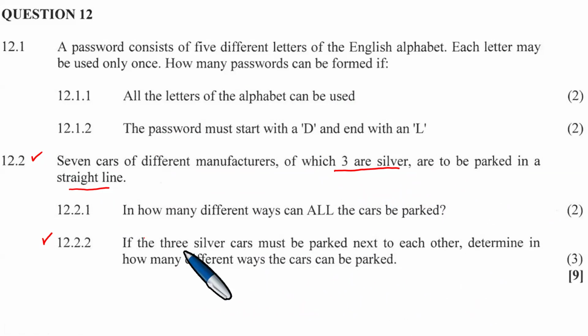Now, you need to park the cars. You have 7 different cars. 3 of the 7 cars are silver. But if the 3 silver cars must be parked next to each other, you are told that, you know what? You must park these cars here, Nombuso and Pekalelo and Tando.